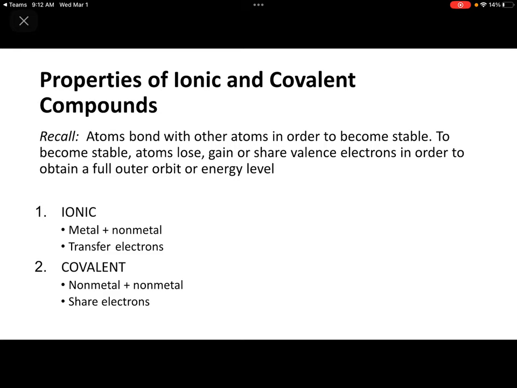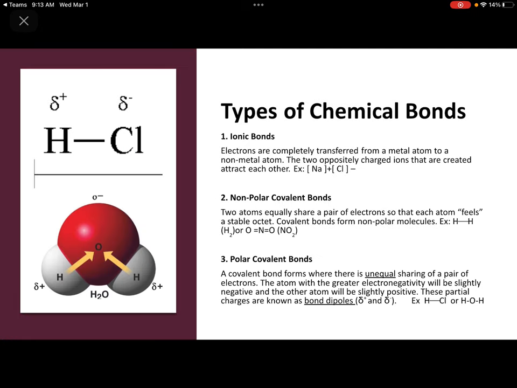So when we are looking at compounds, we need to look at whether it's ionic or covalent. So remember, ionic is between a metal and non-metal, and that's when you're transferring electrons, and then covalent is between a non-metal and a non-metal, and you're sharing the electrons.